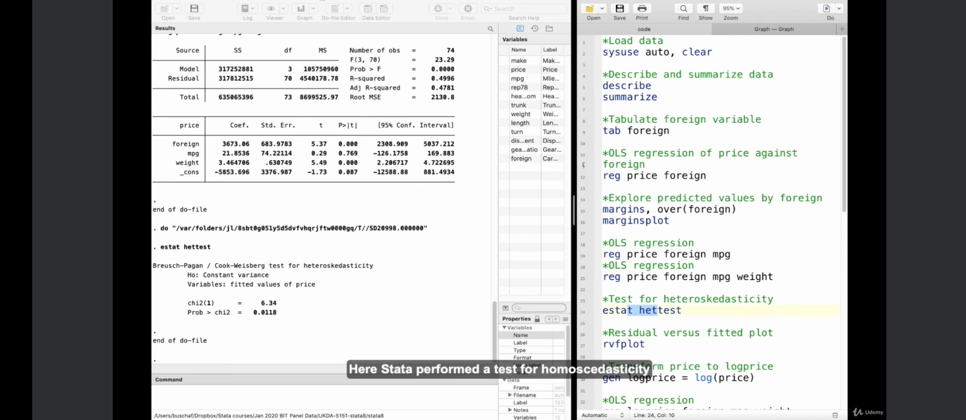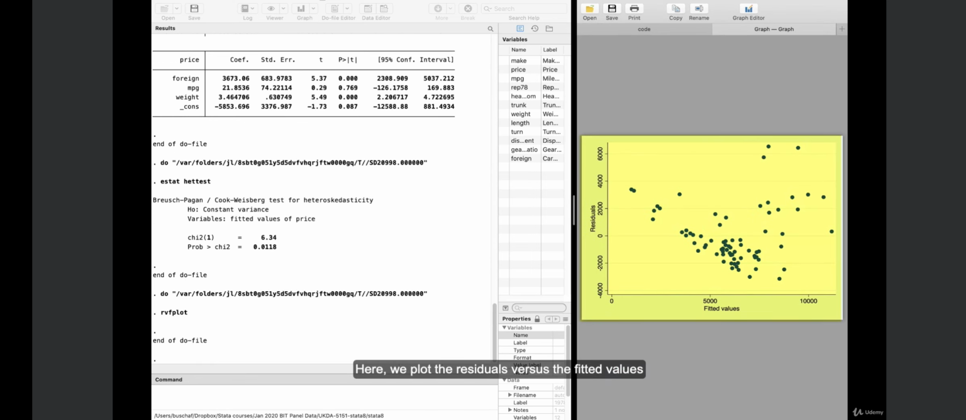Here, Stata performed a test for homoscedasticity. The results show that the null hypothesis of a constant variance is rejected in favor of the alternative hypothesis of heteroscedasticity, in other words, varying variance. We can also explore this visually by examining the residuals. Here, we've plotted the residuals versus the fitted values.